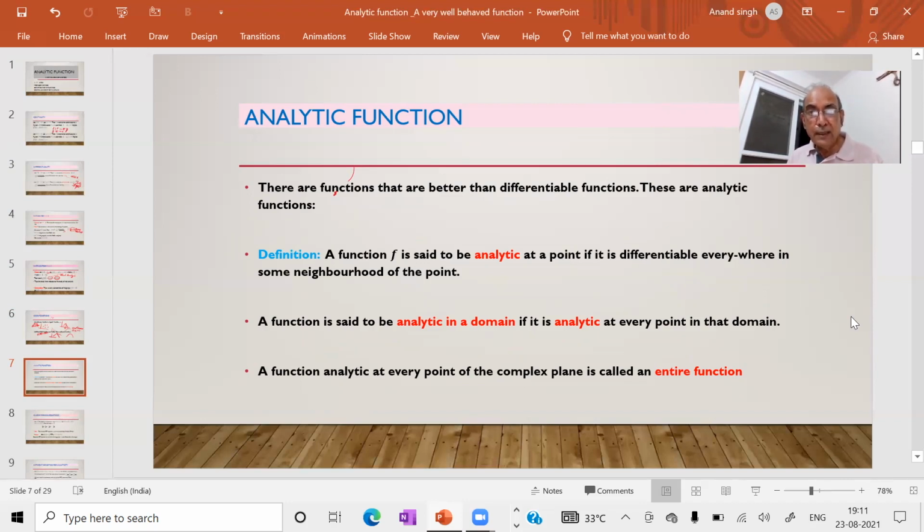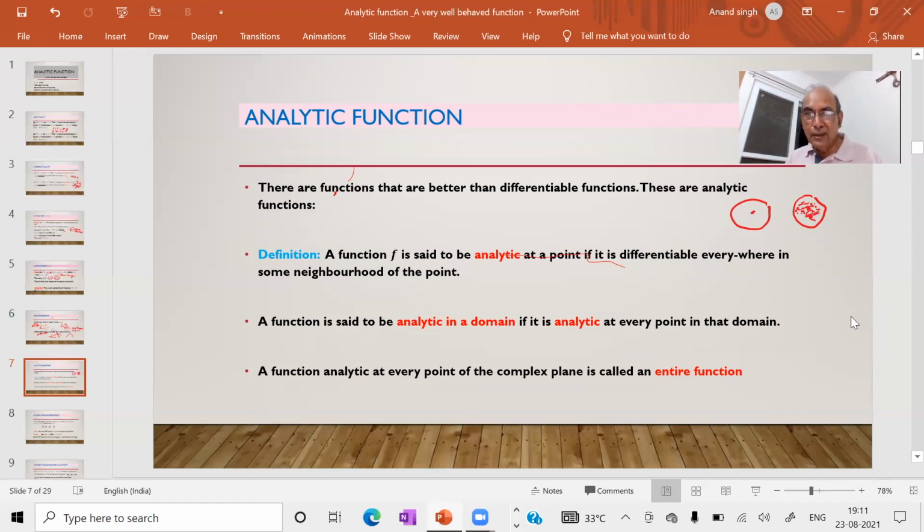A function f is said to be analytic at a point if it is differentiable everywhere in some neighborhood of the point. Remember, when we talk about differentiable, it is only this particular point that I'm interested in. But once we talk about analyticity, we talk about a neighborhood. It should be differentiable everywhere in that neighborhood, and in particular at this point. So it is better than differentiable, because in differentiability only that point is where we concentrate, but here we concentrate not only on that point but also on the neighborhood.